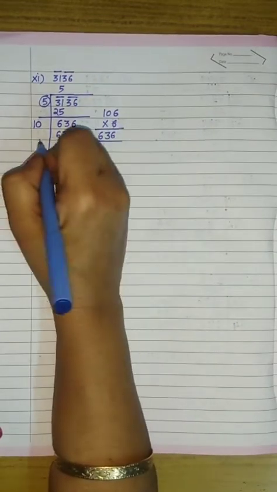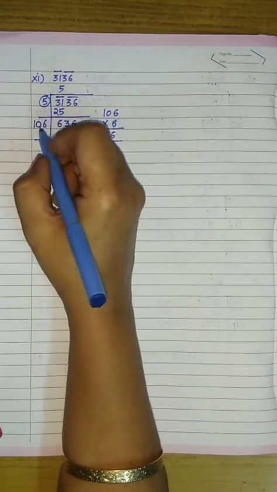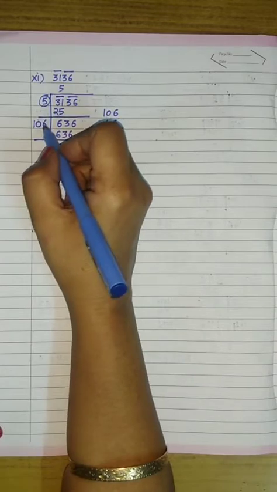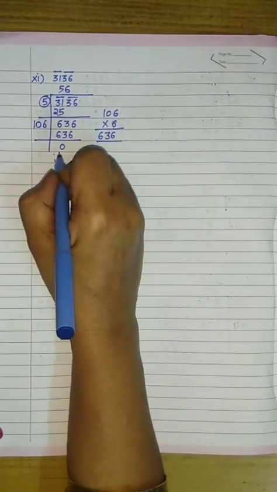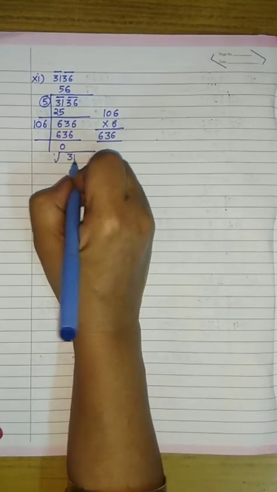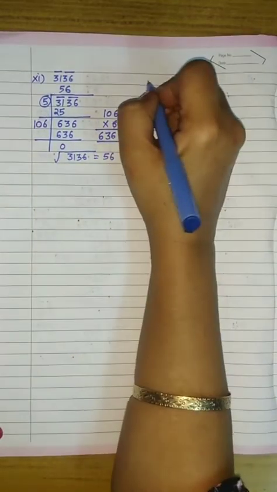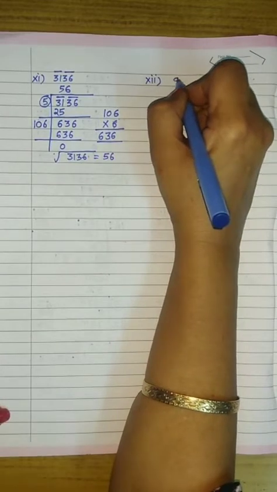Now our remainder is 0. So we will write 6 after 10. So 106 will be our new divisor, and in the quotient also we will write 6 after 5. So our square root of 3136 is equal to 56.